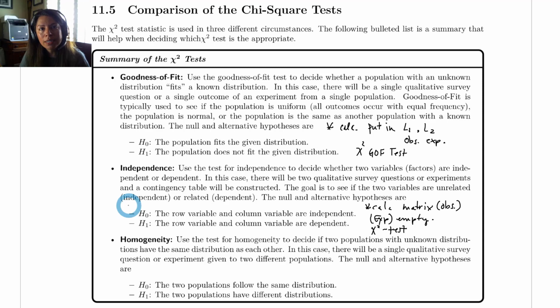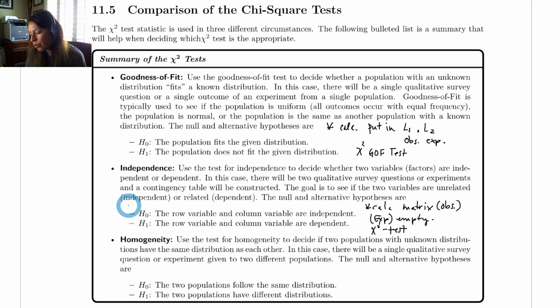The last one was the test for homogeneity, and that's essentially the same. You're testing independence, but within proportions, but we call it homogeneity. And it's just a way of testing more than two proportions, right? At least three or more.